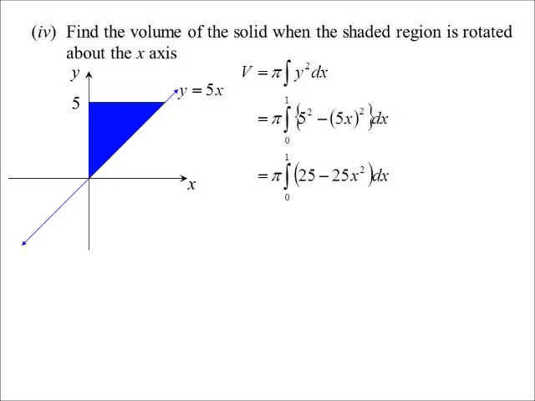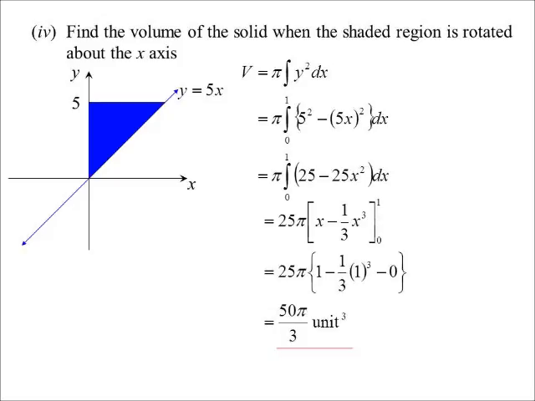Pi times integral. But remember, just like yesterday with area, when it's between two curves, which technically is what we've got here, because we're doing the area between the horizontal line and y equals 5x, top minus bottom. But you square it before you subtract, because you're basically saying it's the volume of the top one minus the volume of the bottom one. So over here, it's 5 squared minus 5x all squared. So 25 minus 25x squared. And subbing in 1, subbing in 0, there's our answer.